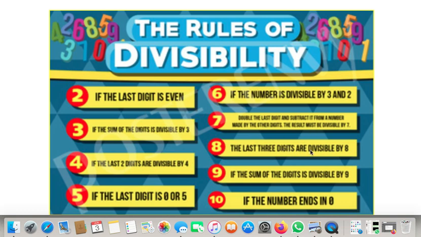Check the last 3 digits: 894. If it is divisible by 8, then we will say yes, the complete number is divisible by 8. Question number 3. Which of the following numbers are divisible by 3 or 9? Now, let us see this rule.